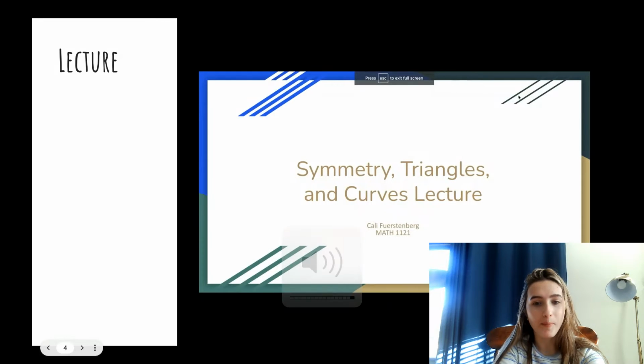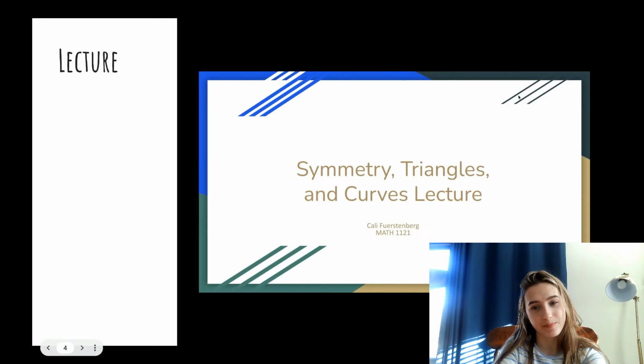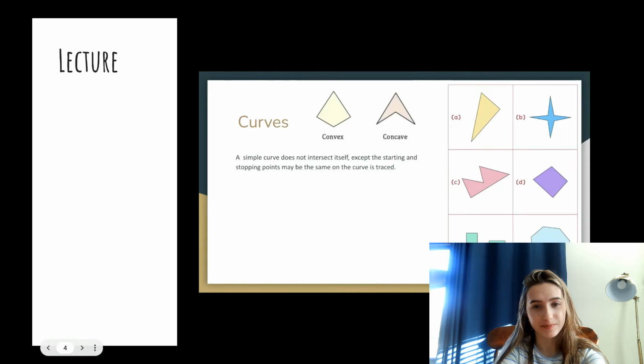This is our symmetry, triangles, and curves lecture. So first we're going to talk about curves. A simple curve does not intersect itself, except the starting and stopping points may be the same on the curve that is traced.